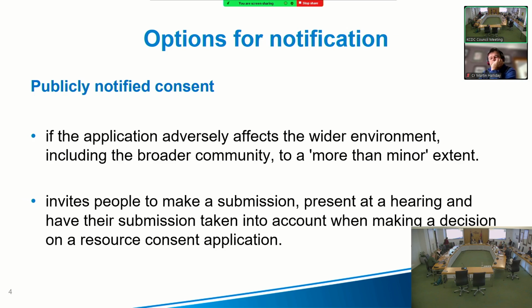How do planners get to more than minor is a discussion that I have with a lot of people on a weekly basis. When we talk about wider community effects, first of all, in terms of public notification, we look at what the plan says and effects on the wider environment. So, things like ecology, landscape and visual, for really dense, really high developments that don't meet the permitted standards, that change the character and amenity of an existing environment that affects the wider community.